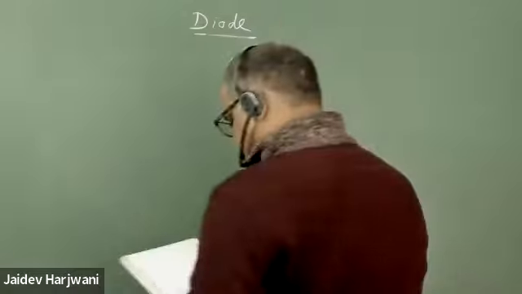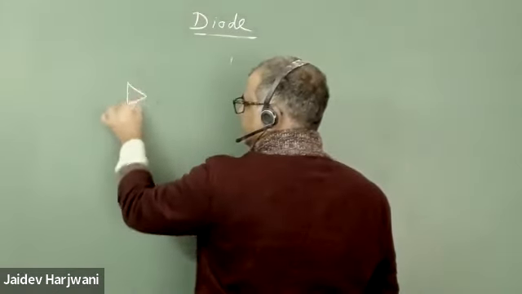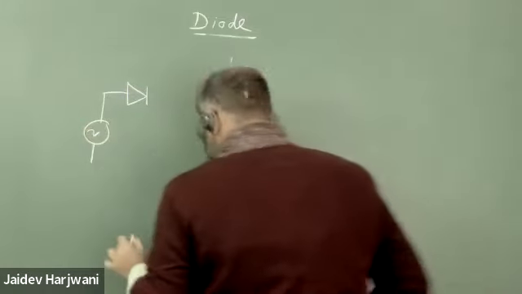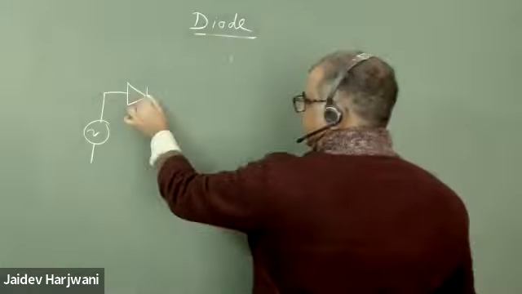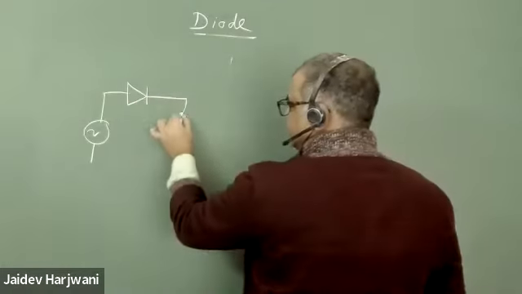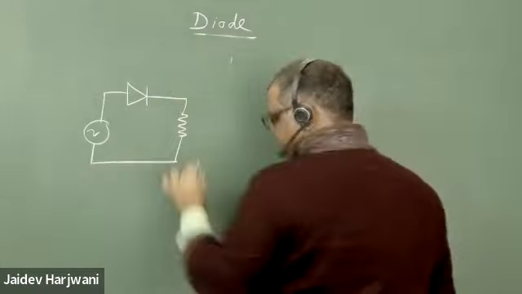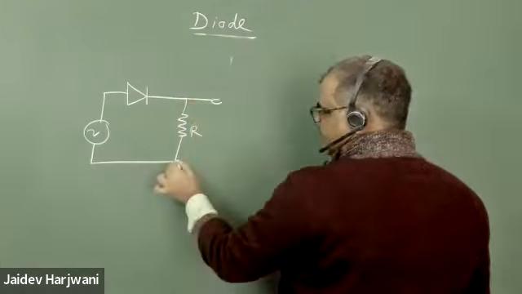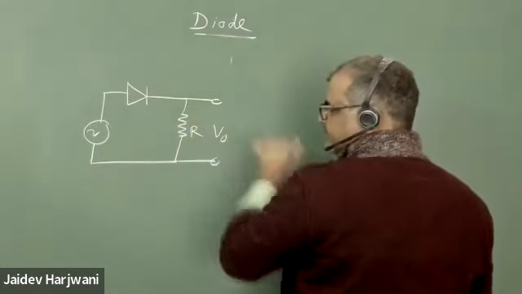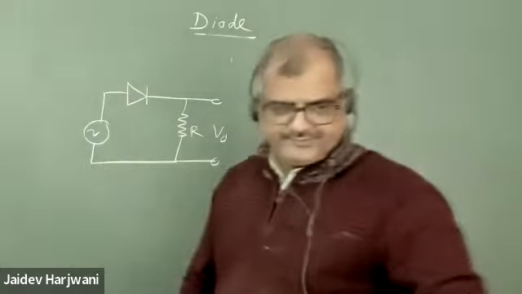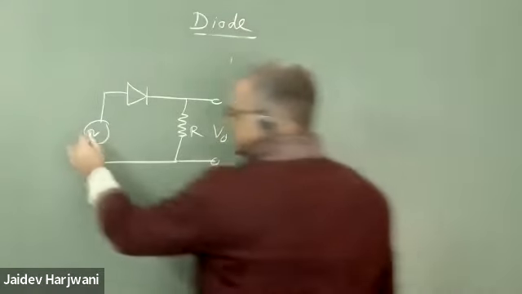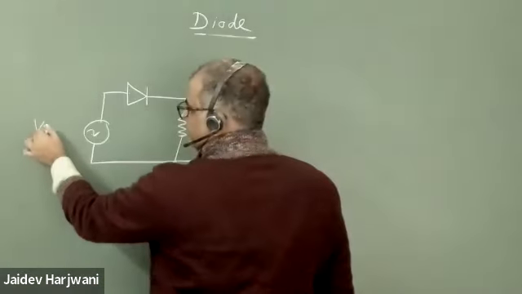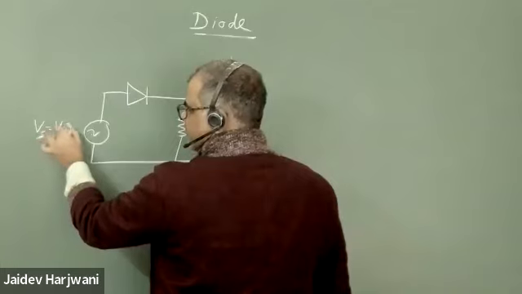For example, I have a question. I have a diode, and this diode is connected to a sinusoidal voltage, and here we have a resistance, with the resistance value R. I am measuring the voltage across the diode. Now I'm applying a sinusoidal voltage, say Vs, where Vs is Vi sin omega t.